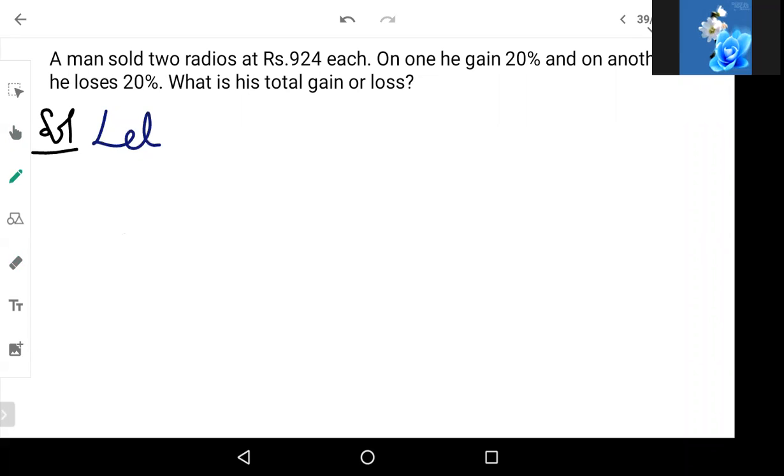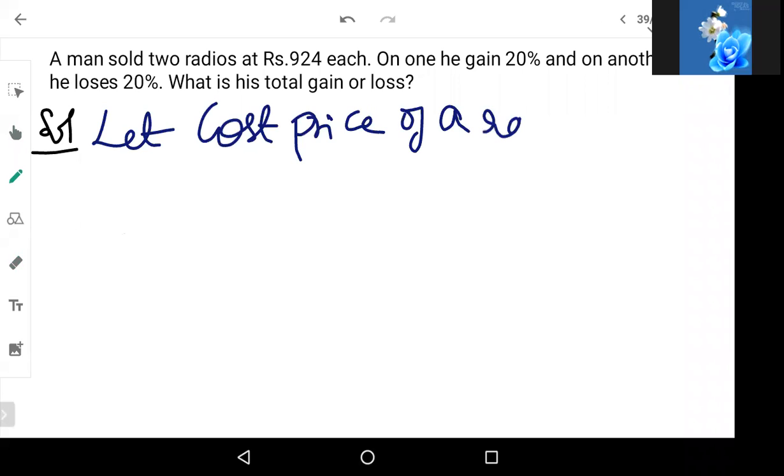Now let the cost price of a radio be rupees 100. From where did you get that 1848? You just added 924 and 924. Okay, fine. That information is not very much required, Rida. We'll see how it will be solved. Okay, good try. So let the cost price of the radio be 100.